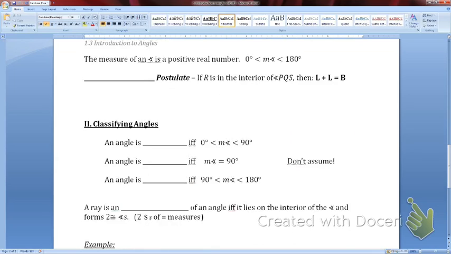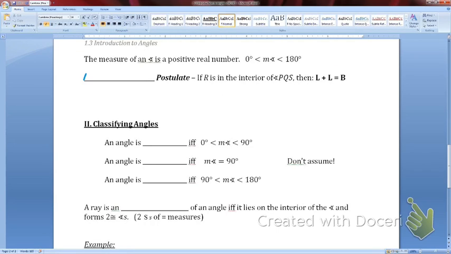We're going to deal with some problems where we're going to need to put a couple angles together. Okay, so if we're going to put some angles together, if we're going to add them together, we need a rule that says we're allowed to add them together. And that rule is called the angle addition postulate.